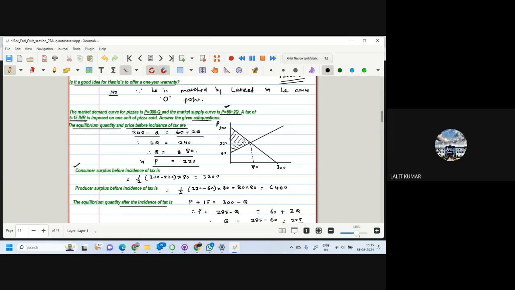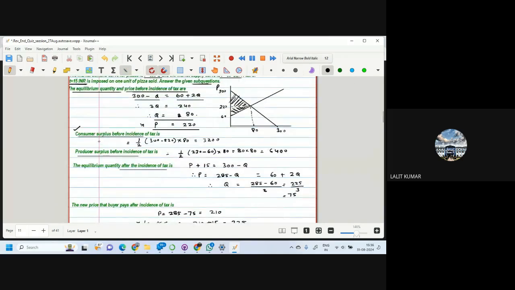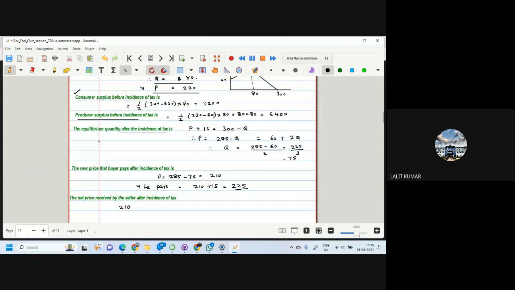Yes. So here, sir, without the tax, we get P and Q straight away. And they have asked consumer surplus. So consumer surplus is this part. They have asked producer surplus. So producer surplus is this part. Next, the equilibrium quantity after the incidence of tax.